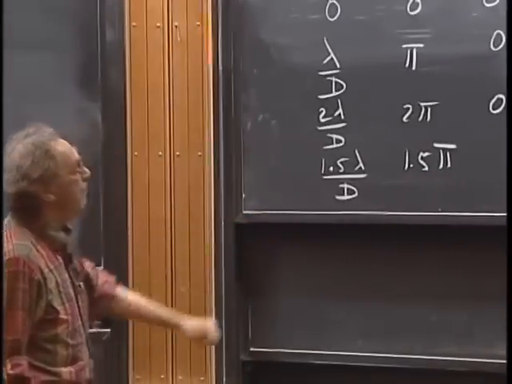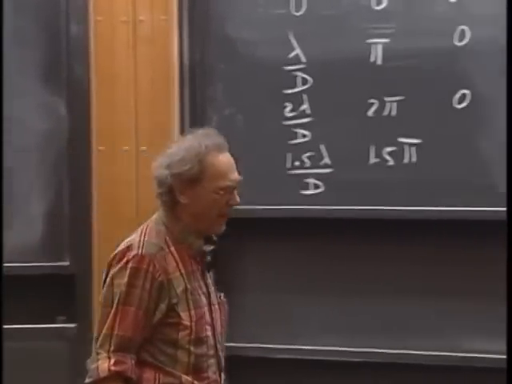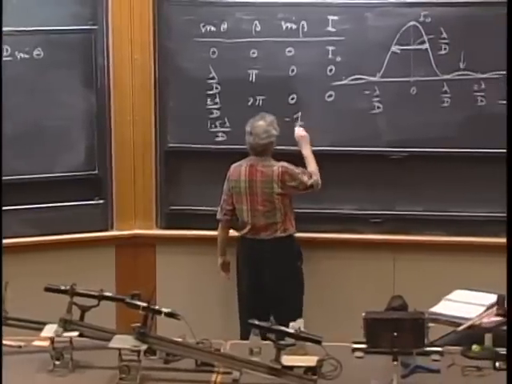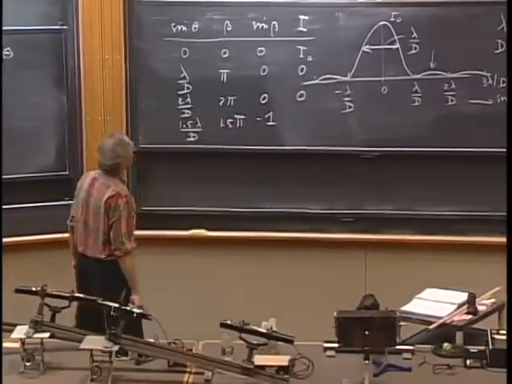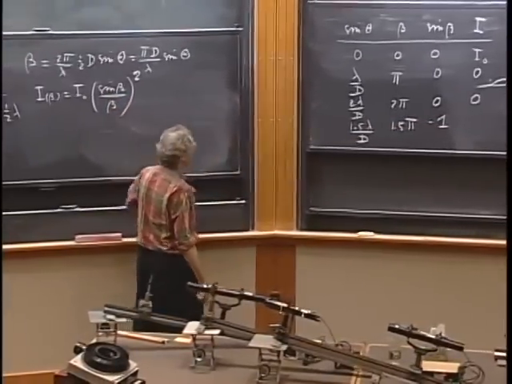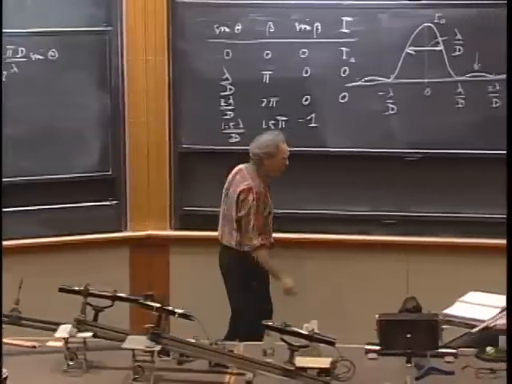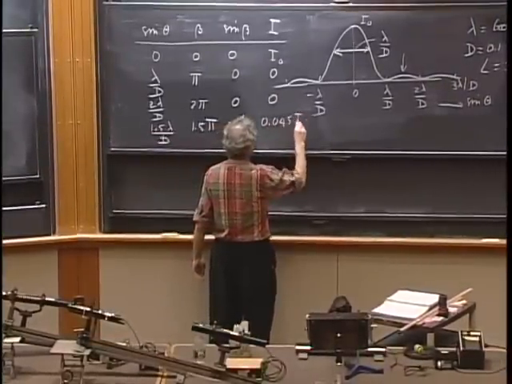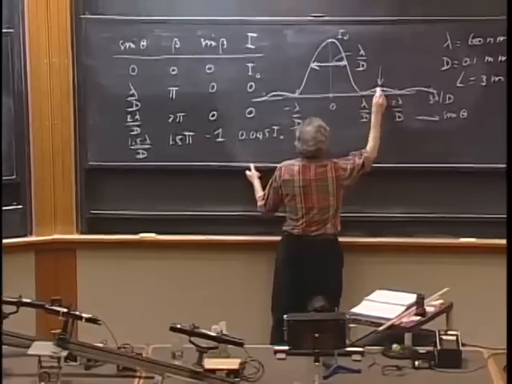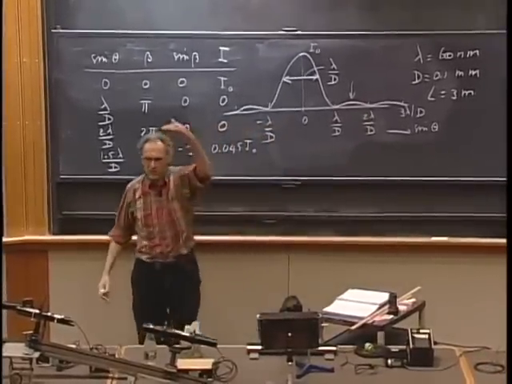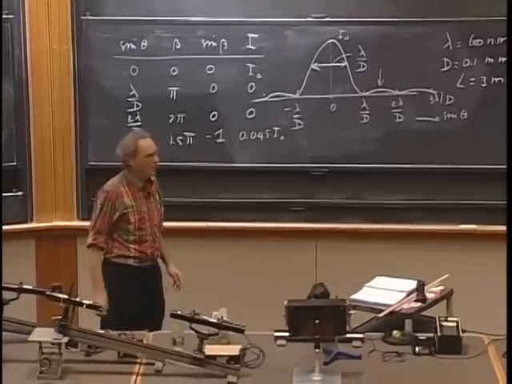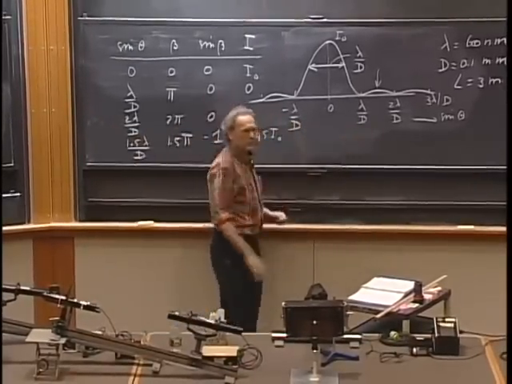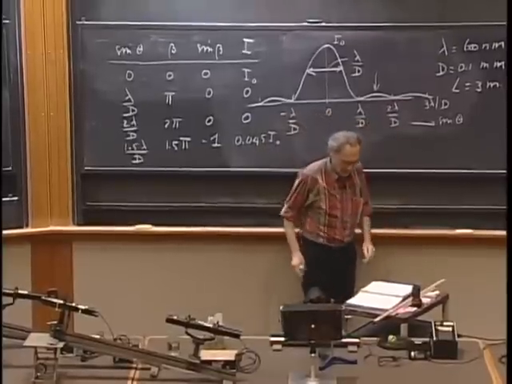So now you have beta, and you can calculate what the sine of beta is, which is minus 1. And so now you know what the sine of beta divided by beta is, and you'll find 0.045 times I0. So this mini-maximum is 4.5% of the central maximum. And when you go further out, these maxima are even smaller.